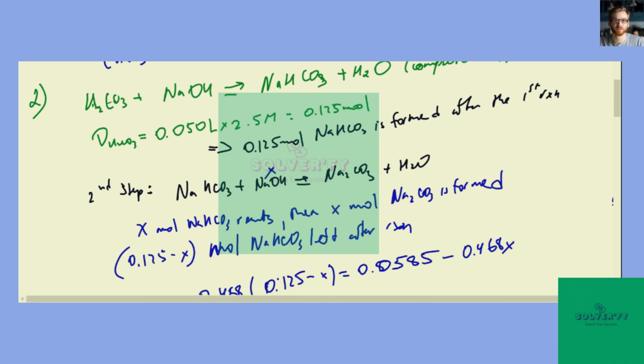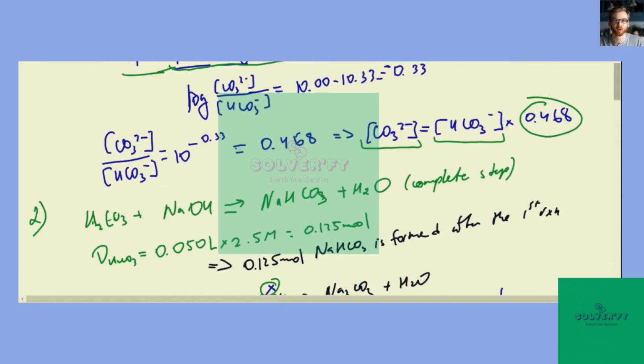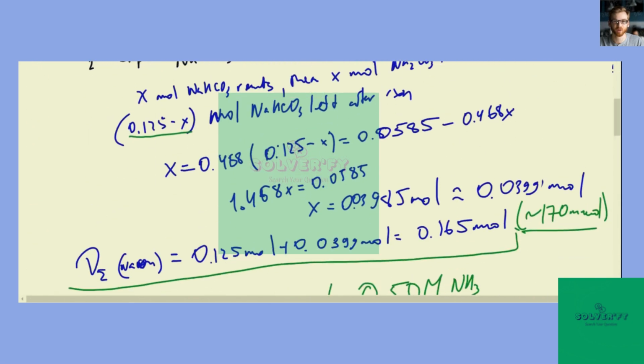So when the first step is completed, extra NaOH reacts with NaHCO3 and forms sodium carbonate. And here what we need to do, we need to presume that X moles of NaOH react with the formed bicarbonate. So therefore, the amount of bicarbonate left is 0.125 minus X, and the amount of carbonate formed is X. So then we just use this coefficient, and we calculate that X equals this number of moles.